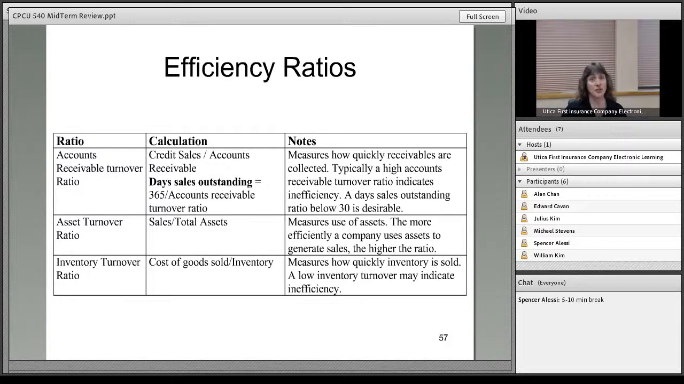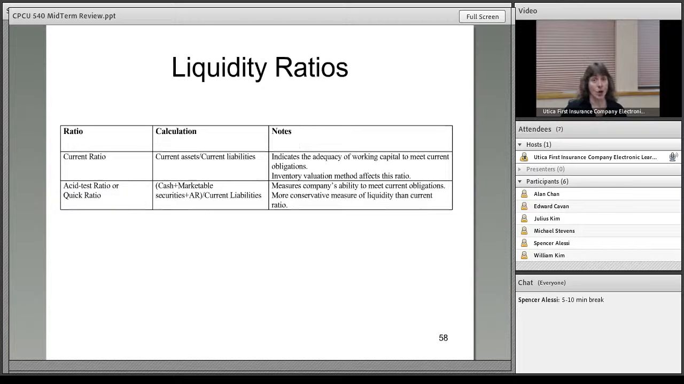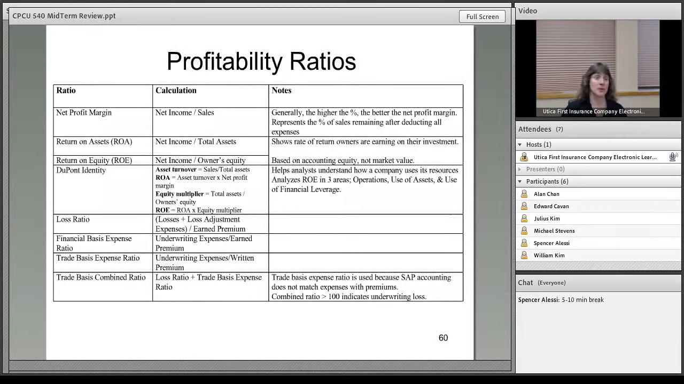Okay, remember your efficiency, we talked about it's going to have assets in it usually, and it does, it always has assets in there. And you look at your next is your liquidity, and again we're talking about current assets or cash, things that are liquid. And your profitability ratios. So you just need to be familiar, spend some time with these, understand what they are.